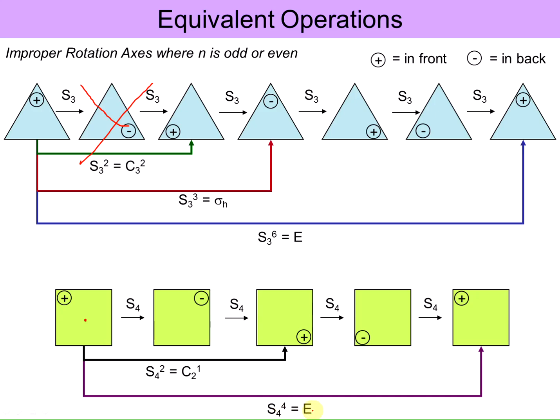So for an even n value for the improper rotation axis, doing that operation the same number of times gets us to the identity. But for an odd number, looking up here at the S3, we have to do the operation, the m value, twice the n value to get back to the identity.